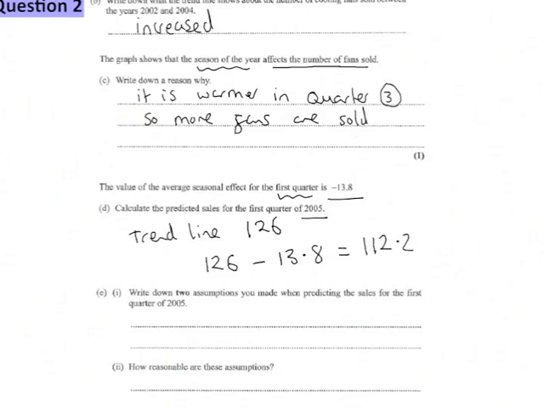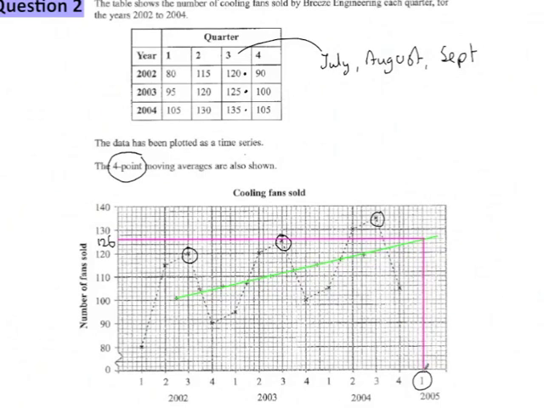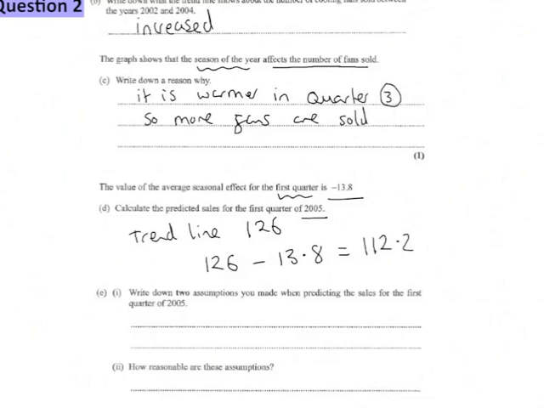112.2. If we look back here, we're not expecting the sales to be on the trend line. We're expecting them to be lower by 13.8. We can see here that in one, they're lower, in one here, lower than the trend line, and again here lower. So by using this, we're trying to predict how much lower they are. So we subtract that from the predicted value of 126.